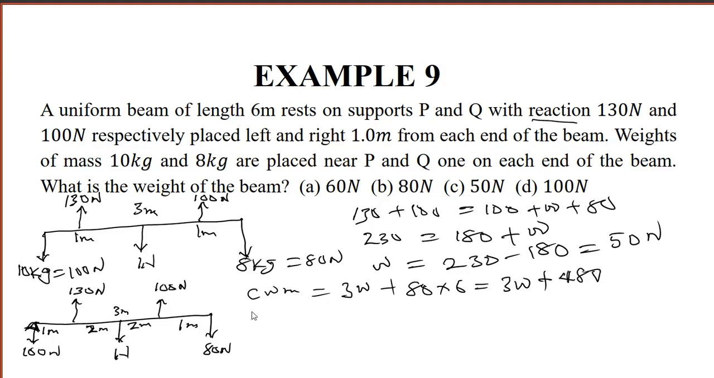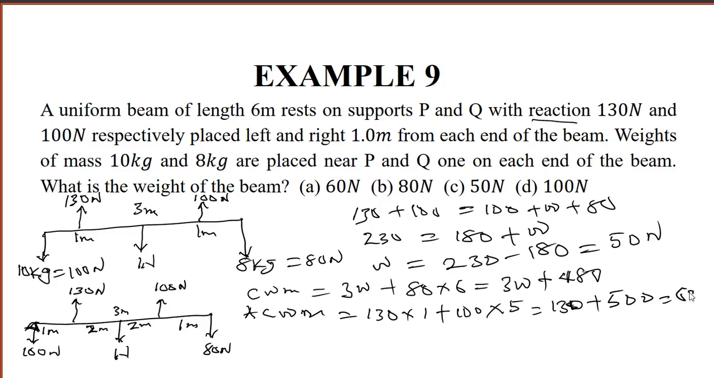Now let's go for anti-clockwise moment. That will give me 130 Newton to the point of moment, which is 1 meter. So that will be 130 times 1 plus 100 to that point. That will be 5. 2 meters to the weight and 3 meters to the weight, that's 5. That will be 100 times 5, equals 130 plus 500. That will be 630.